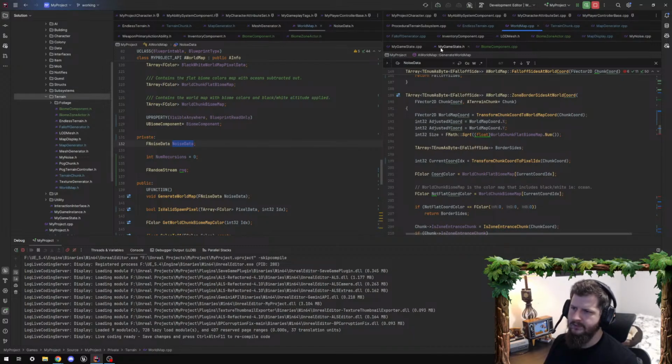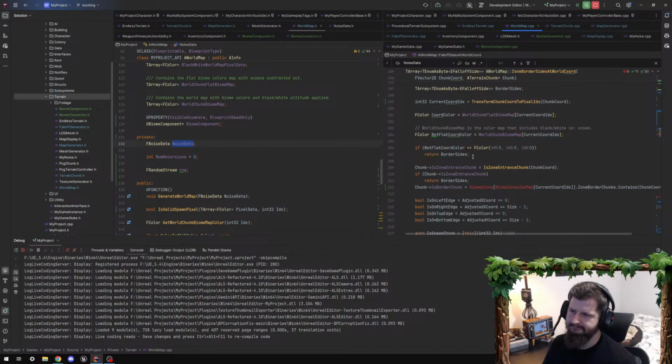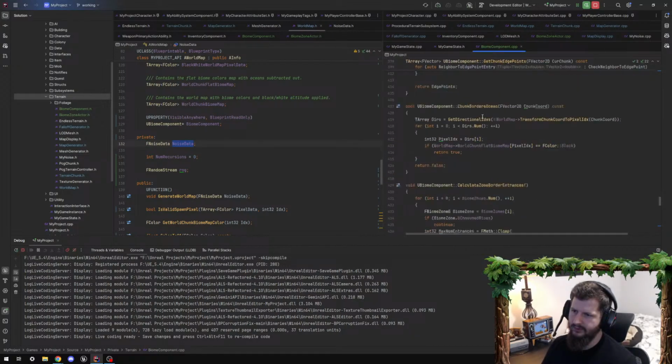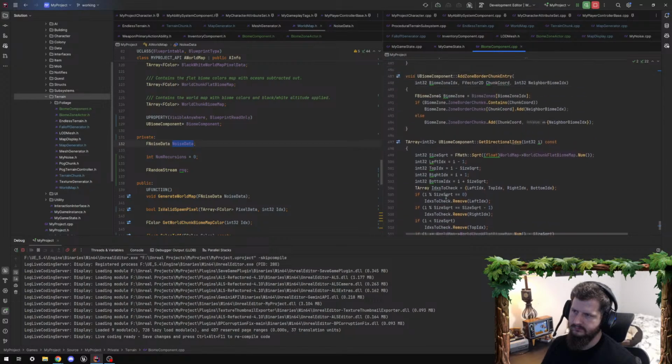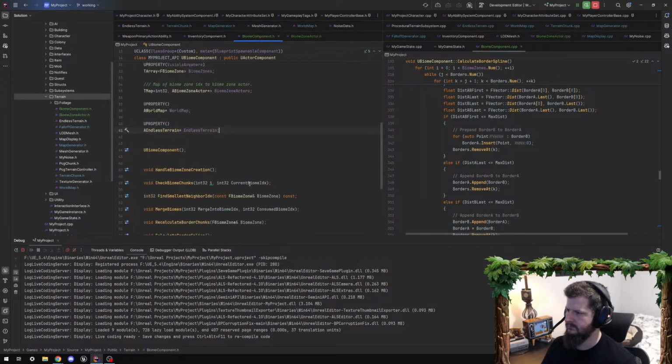Zone border sides at world coord. Does this go in? Could this go in either one? And to be honest with you, this was just for debugging purposes, so I should probably just make the biome component have an is border chunk function. Let's do that real quick.